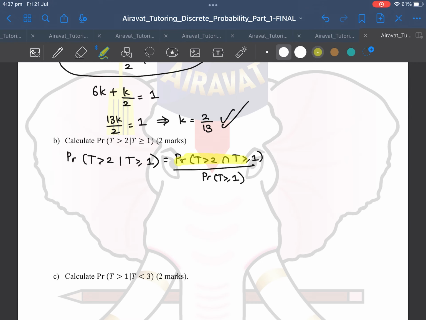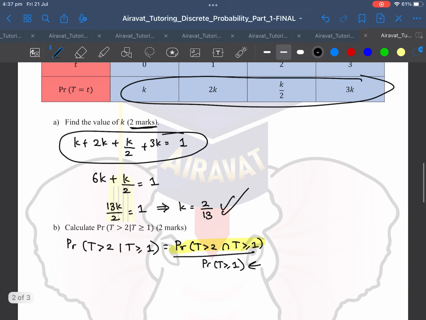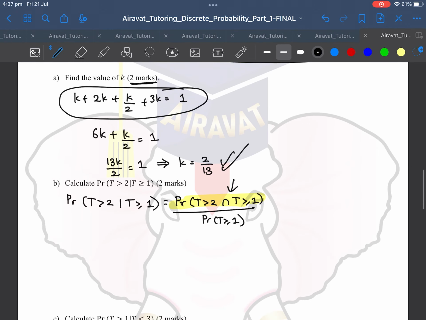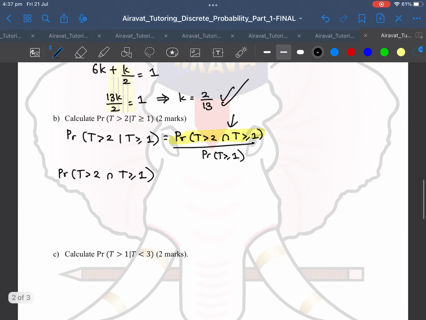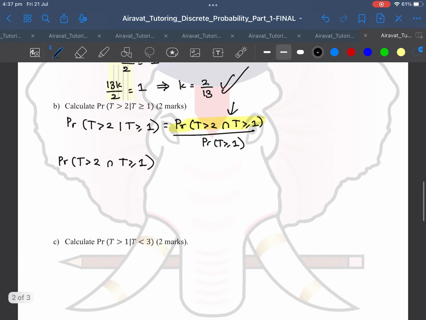Let's look at how to simplify this thing over here. This right over here is quite easy. You just look at the PMF and work it out. But what exactly does this highlighted part mean? Well, let me break it down for you. T > 2 intersecting T ≥ 1. If I read it off, it's just going to say find the probability that T > 2 is intersecting T ≥ 1. How do I find that? Well, easy trick, just draw a number line.